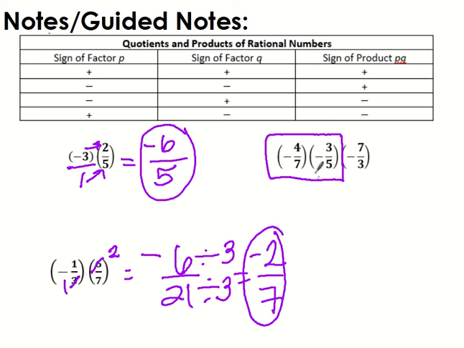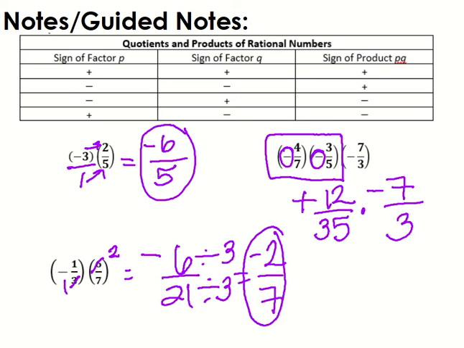When it comes to 3 of them like this, you can do the first 2. That's how I would do it. Do the first 2, so -12/35. Then I would go and multiply it. Oh, positive. Anybody catch that I missed my double negatives? Then I would go and multiply it by -7/3. So 12 times 7 is 84, and 3 times 5 would be 15.